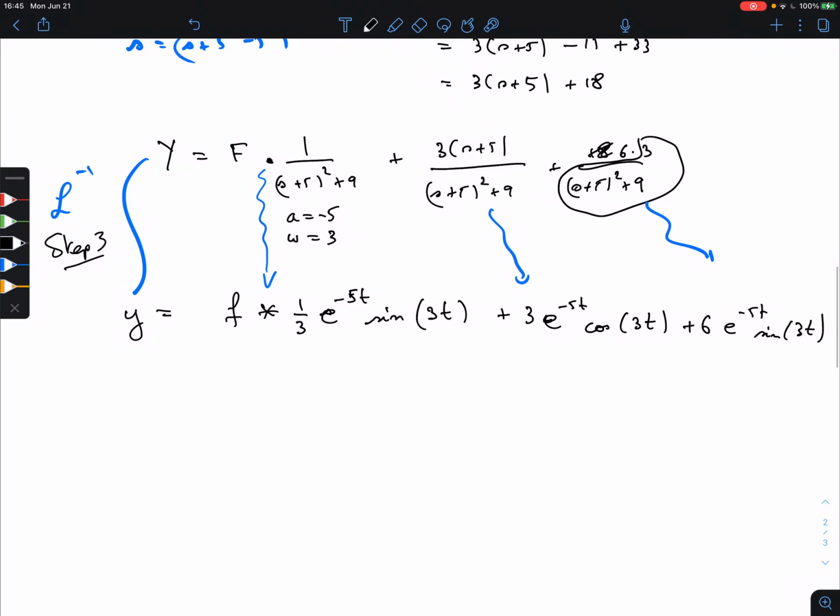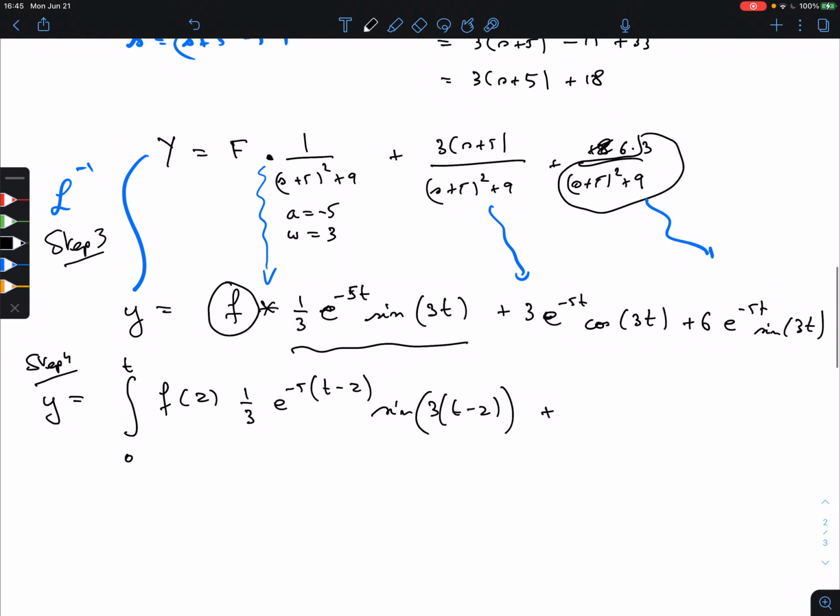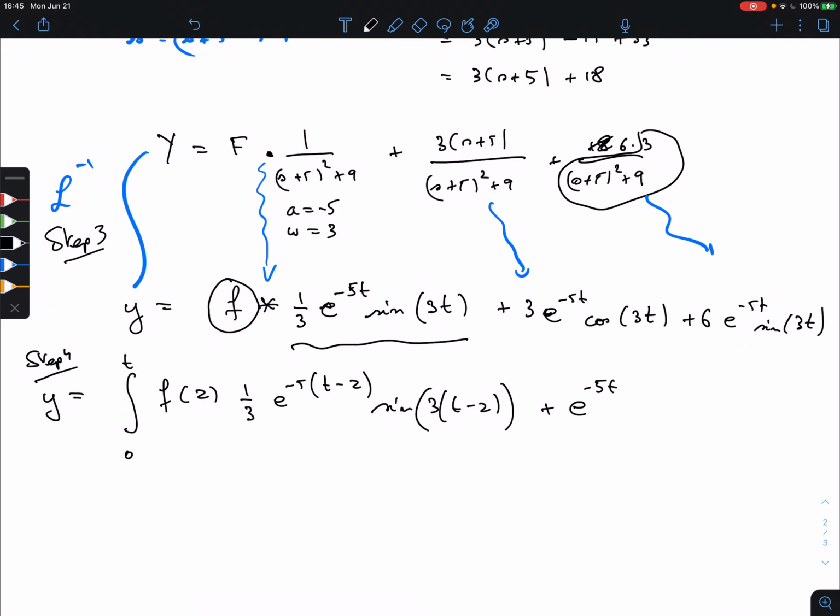Okay, and then finally, if I ask you to do this, you should actually, so if you want, step 4, really spell out what this star, this convolution, is. It's the integral from 0 to t. You replace the variable, you put z in the first one, f of z, and you put the variable t minus z in the second one. So we have a 1/3 e to the minus 5 (t minus z) sine 3(t minus z). And let's put a lot of parentheses. And then these we can copy. We can put the e to the minus 5t out, and we get 3 cosine 3t plus 6 sine 3t. Okay. So that is how you work it out in general.